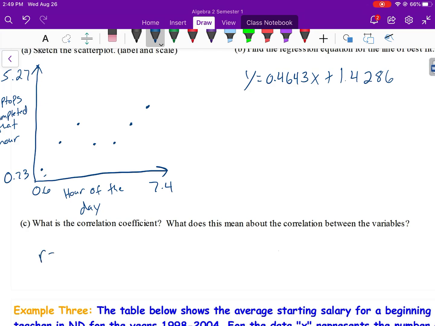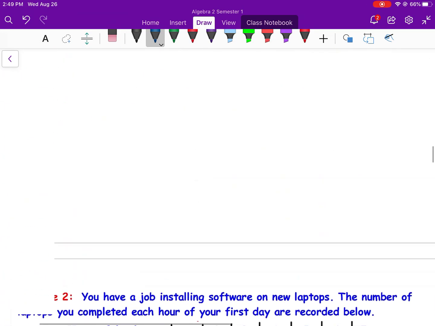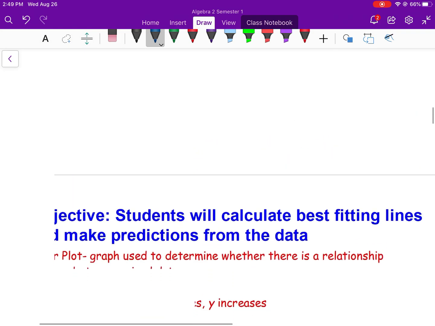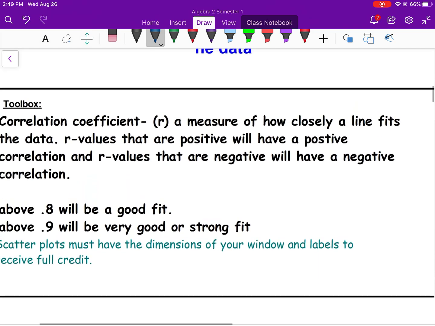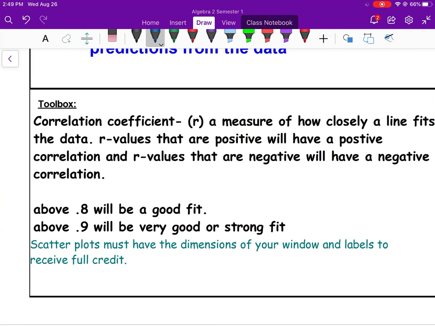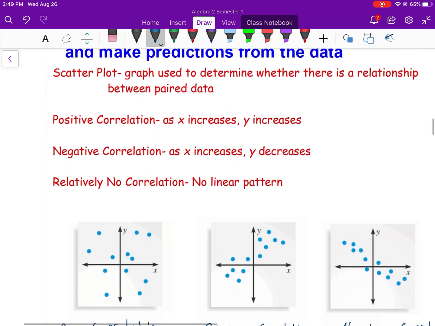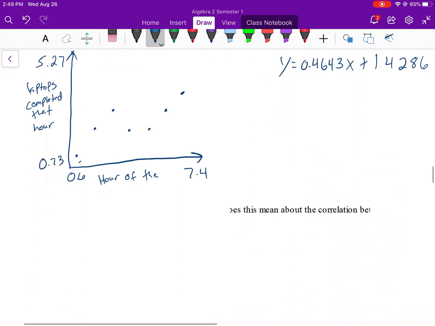So R equals 0.8001. And if you remember, up top, we talked about how that correlation coefficient fits the data. 0.8, that's a good fit. I mean, the dots are getting away from the line, but not too bad. This is a good representation for this line compared to the data.